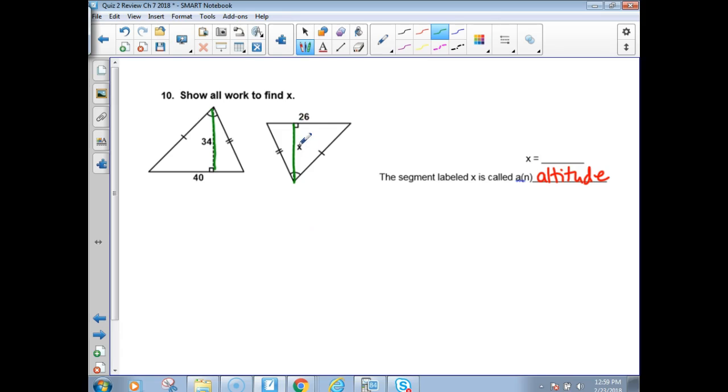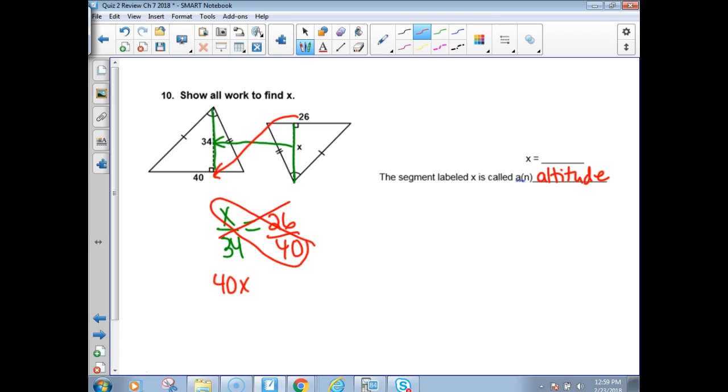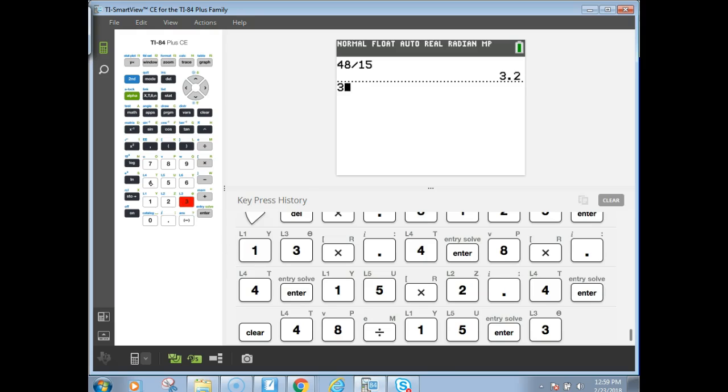So if you'd like to start with x as an altitude compared to the other altitude, so x over 34 equals, and I go back to the same figure you started with. I started with x and went to 34, so now I'm going to have to take that base, 26, and go to 40. So it's going to be 26 over 40. Cross products, we get 40 times x and 34 times 26. I don't feel like doing that one in my head, so I'm going to type it.